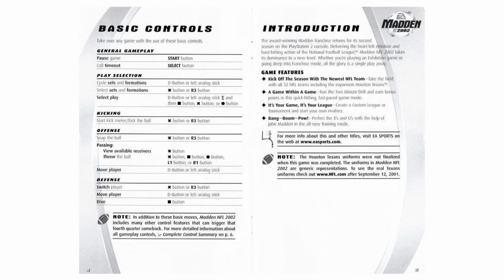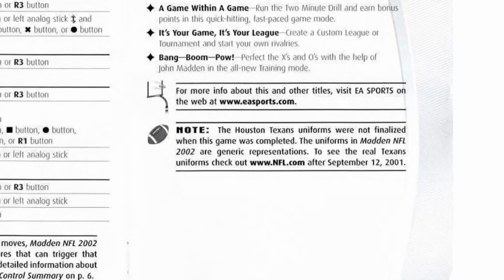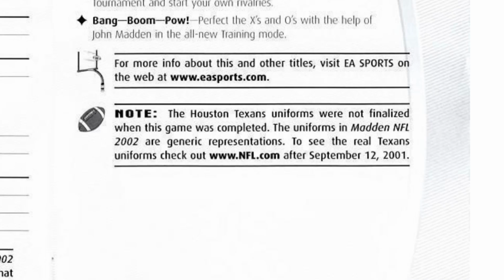I also learned a bit of trivia while digging through the manuals for these games. Apparently, Madden 2002 uses generic placeholder uniforms for the Houston Texans, because the actual uniforms for the 2002 season hadn't been finalized before the game released. You probably didn't care about that, but I was burdened with this bit of knowledge, and now you are too. And with that, we are finally done with the sports games.